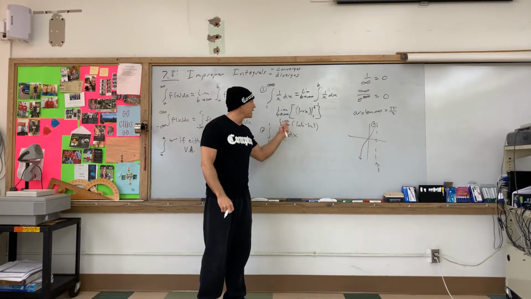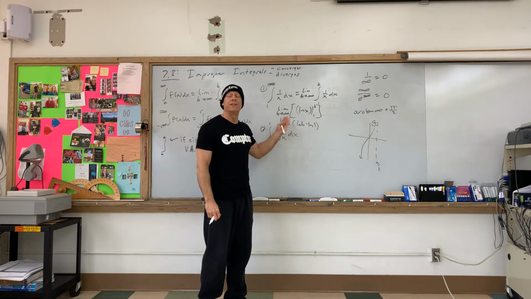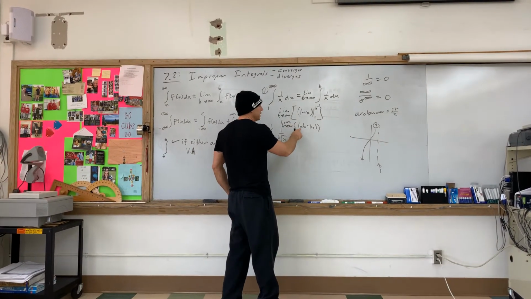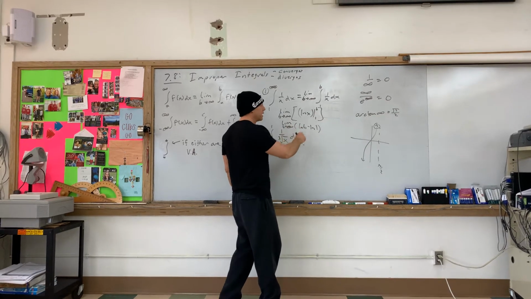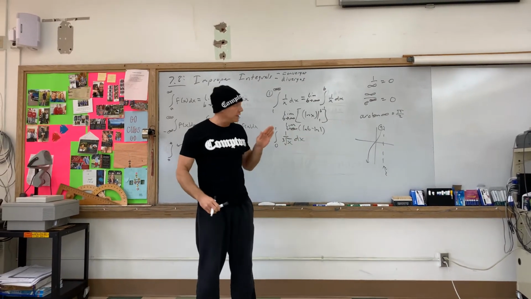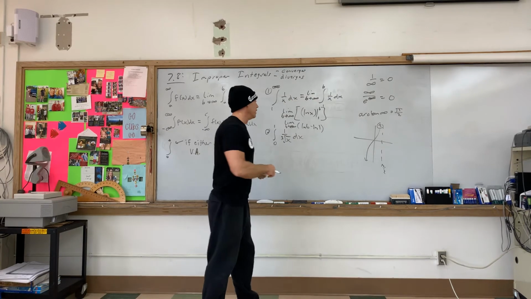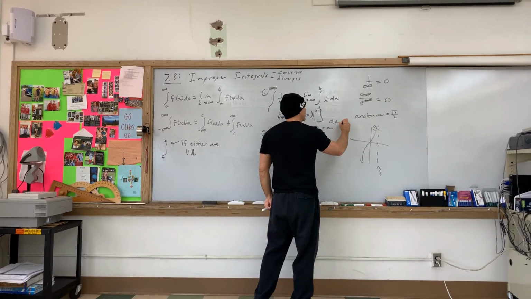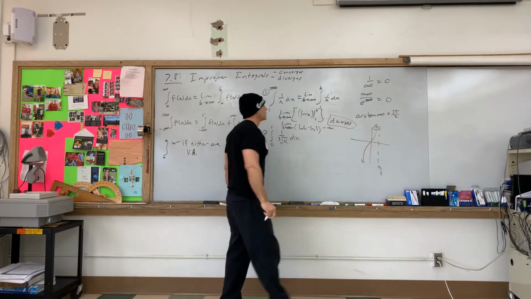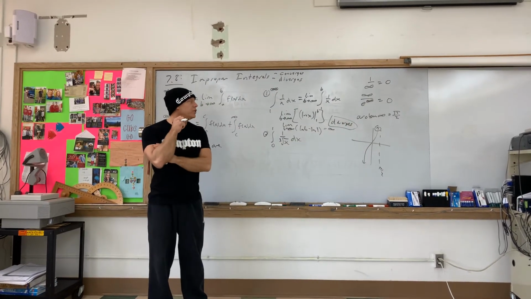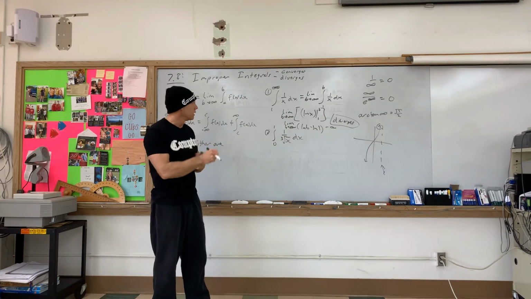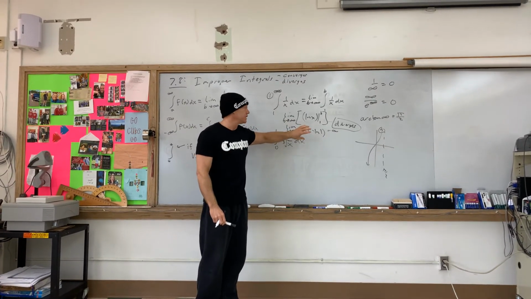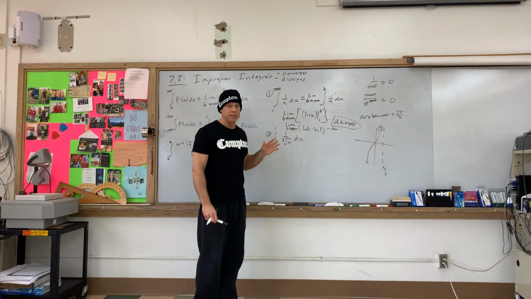If this limit turns out to be a number, it's going to converge. If it doesn't, it's going to diverge. Well, the thing is, what is ln of infinity? When I go to plug infinity in here, ln of infinity just keeps going and going and going. So this thing is going to end up being infinity, so this improper integral is going to diverge. If this limit turns out to be a number, it converges. If it turns out to be infinity, it diverges.